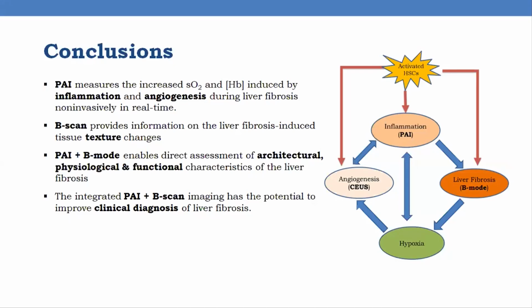So the integrated photoacoustic imaging and B-mode ultrasound imaging gives us the global picture of the architectural, functional and physiological changes in the liver fibrosis caused by DEN. And we look forward to using the integrated photoacoustic imaging and B-scan imaging, and also the contrast enhanced ultrasound imaging together in clinical settings in the future.